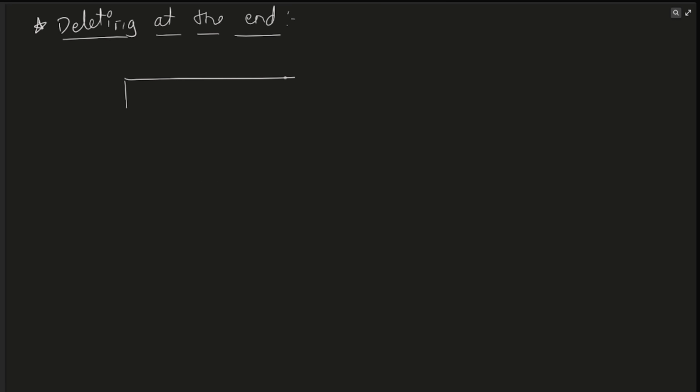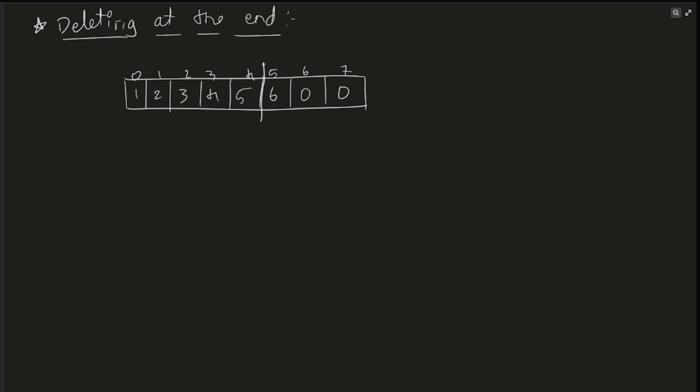I'll just repeat the same array. 1, 3, 4, 5, 6, 0, 0. Indexes are 1, 2, 3, 4, 5, 6, 7. And we know our length is at fifth index. Length equals 6, meaning in index it is 5. Now, how can we delete this last element? It's very simple. We will need to just decrement the length variable.